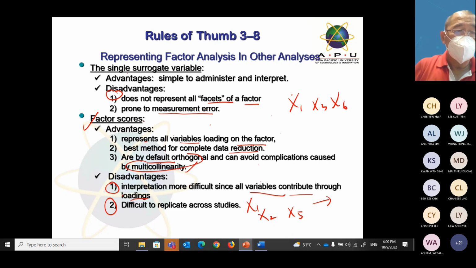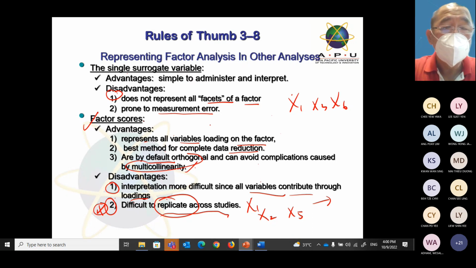Another one is that it is difficult to replicate across studies. This actually depends on the purpose of your study. Let's say it's a project for another company. Therefore it's not important to replicate across studies. It's only for the project. But let's say the purpose is to publish a paper in a journal. Therefore it's important to have this replication. So it depends on the purpose of the study. We can discuss some advantages and also disadvantages.